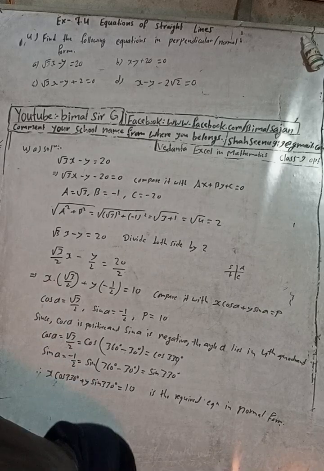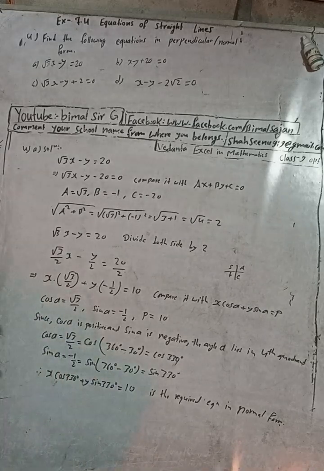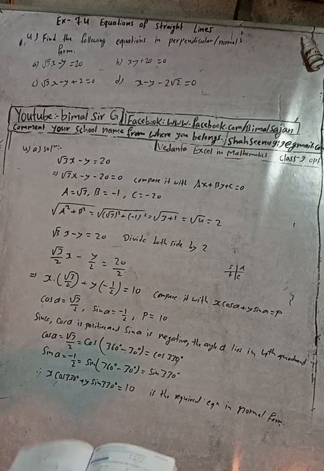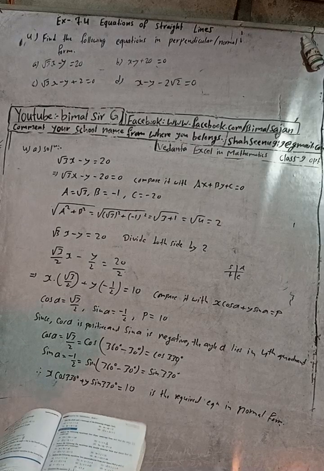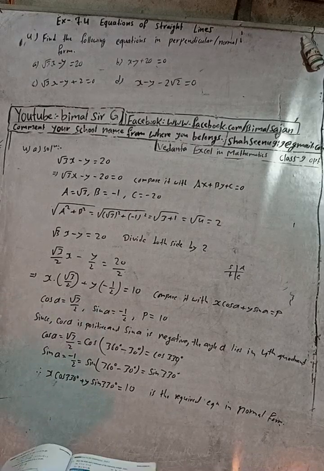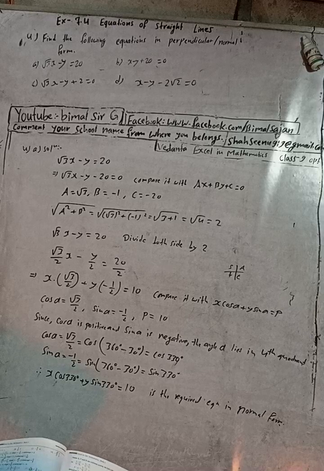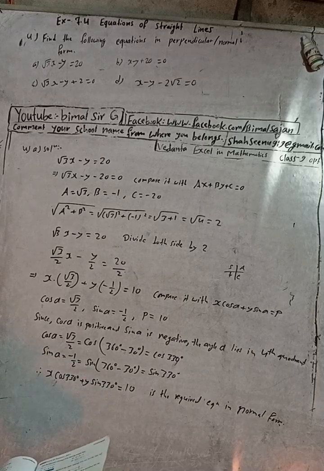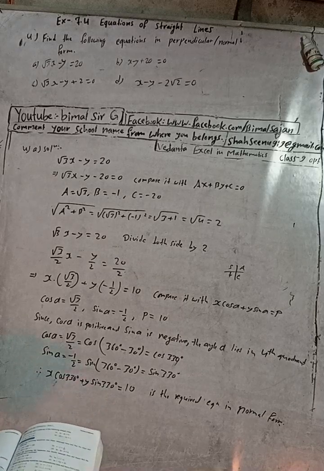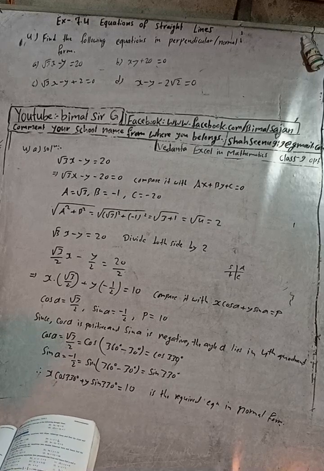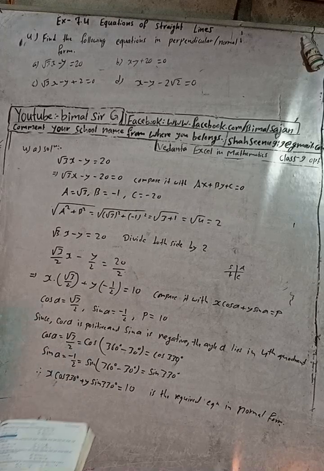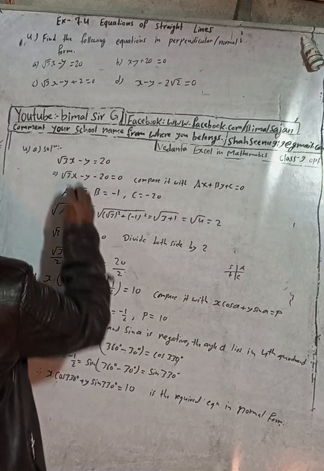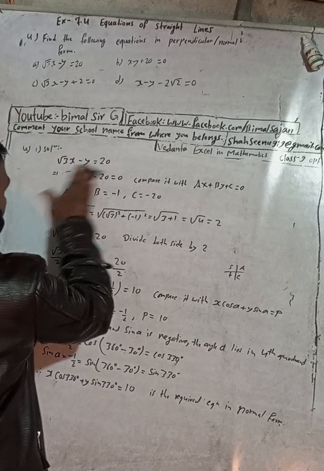Let me check the answer. The answer in the book, 4A: x cos 330 degrees plus y sin 330 degrees is equal to 10. Okay, this is the correct answer. Okay, now we'll move to B number.